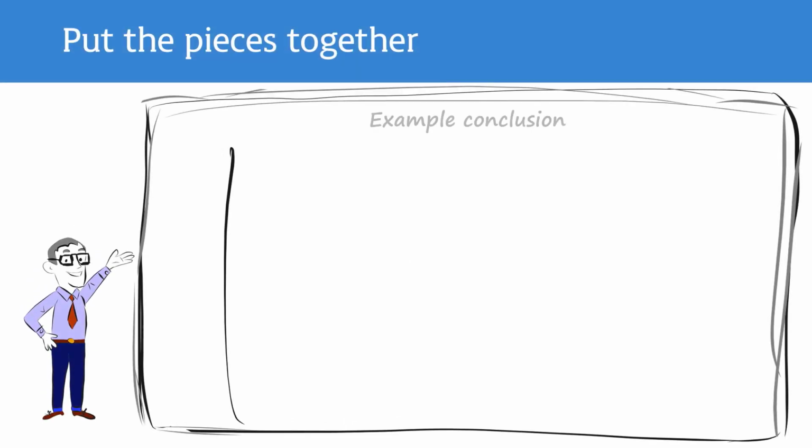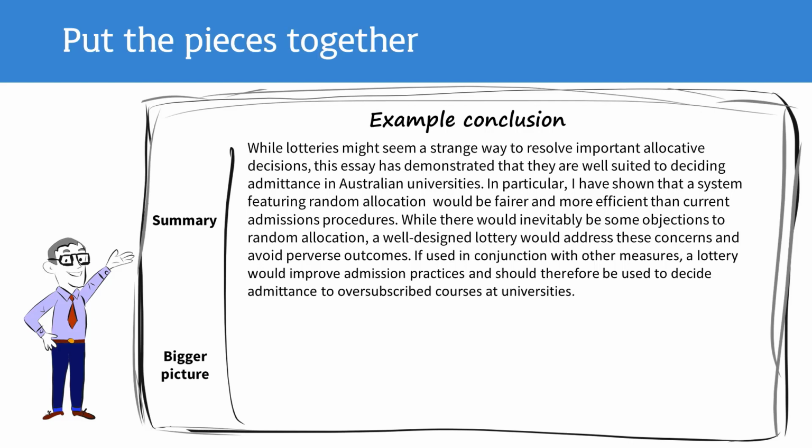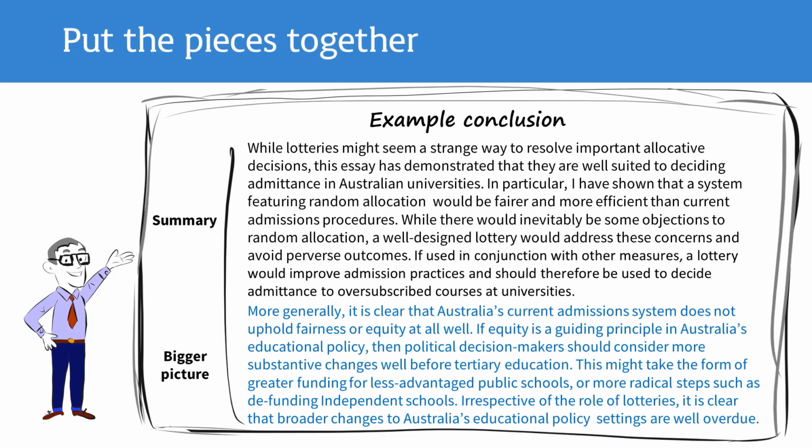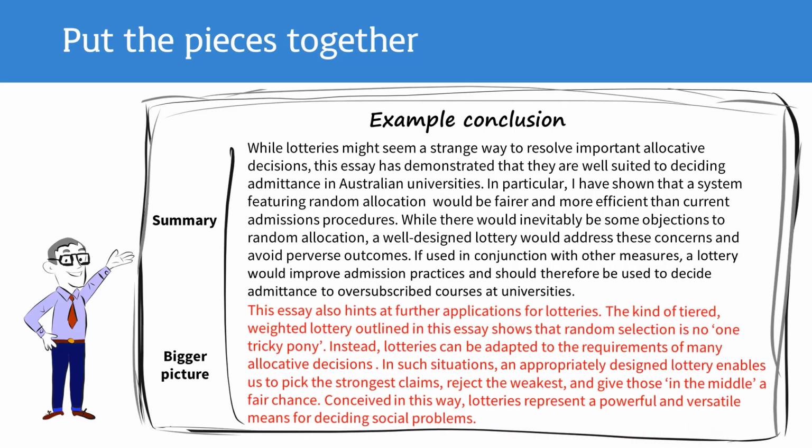Let's use the lottery's essay example to see how that might look in practice. First, we take our summary from earlier. Next, we add some thoughts about the bigger picture. In this example, I've written a few sentences about other ways to make education policy more fair and equitable. Or maybe we could suggest that lotteries could be useful in making many other important decisions. If we're writing a long essay, we might even do both. Together, these thoughts answer the so what question. They show that the essay has significance beyond simply answering the question. When we add it to our summary, we have a conclusion.